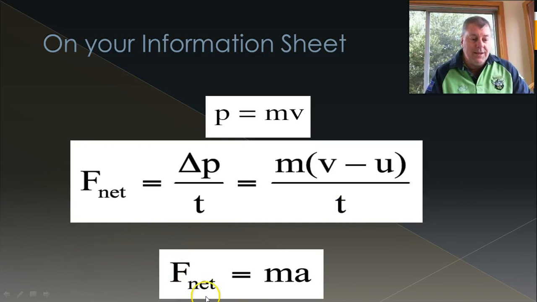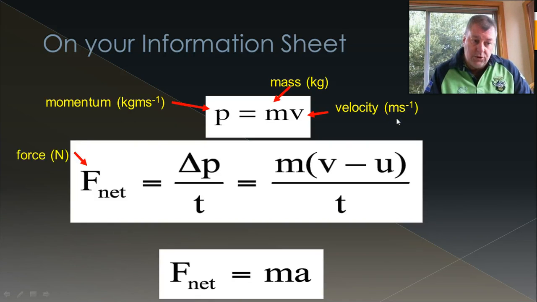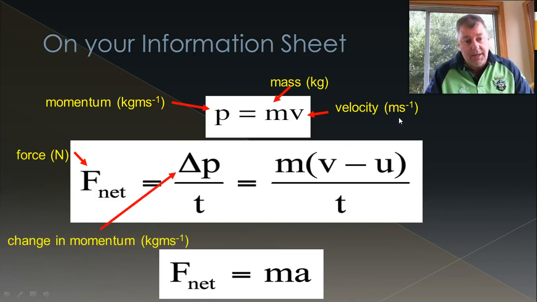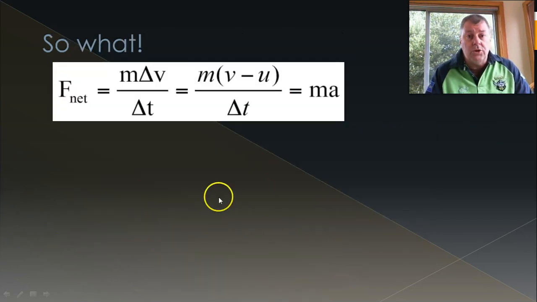You also have F net equals ma. Now these are all related to each other because momentum and time and force and impulse are all related to each other. So momentum is there, mass is there, velocity is there, force is in newtons, change in momentum is there, time is there and there, change in momentum is also over here, and force is always down here, which is equal to ma. So what, you ask?